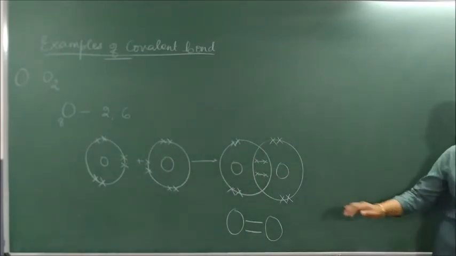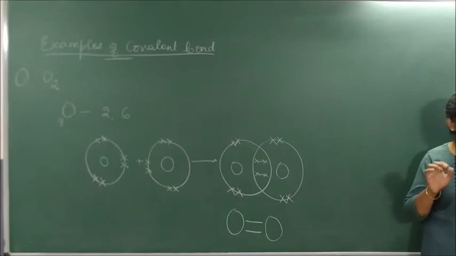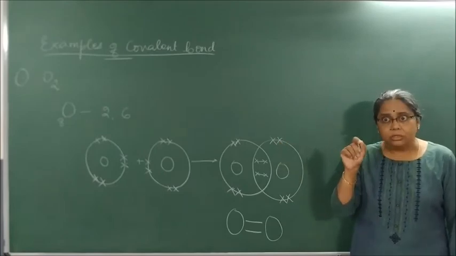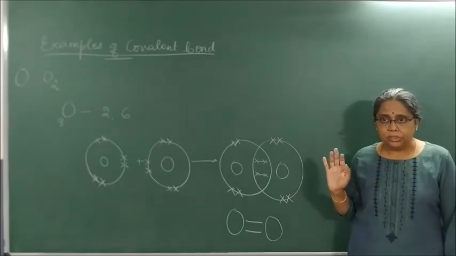Okay, suppose they tell you to draw the electron dot structure of oxygen. So what do you do? You change these crosses into dots. So it becomes the electron dot structure.